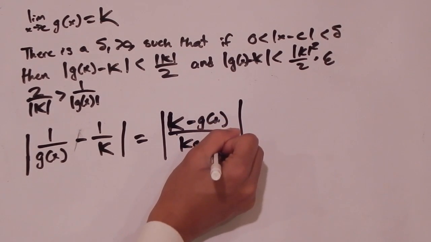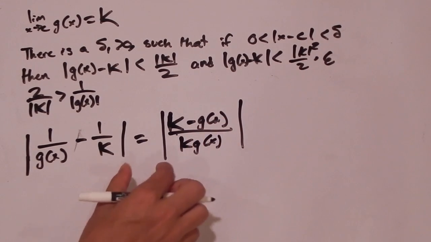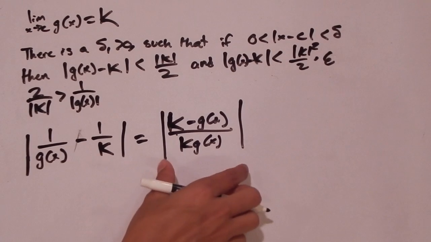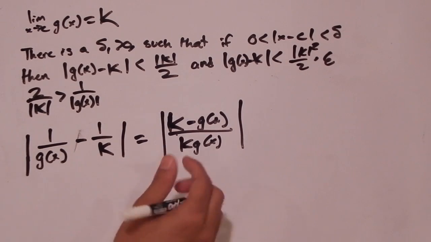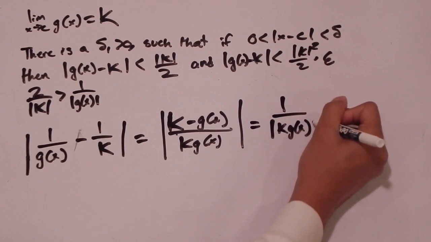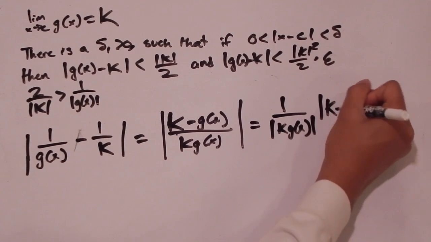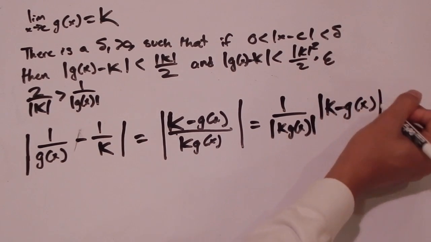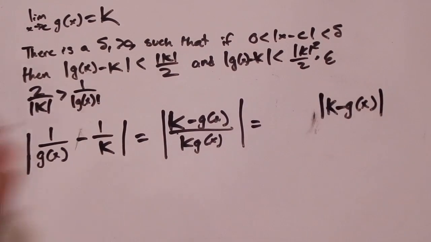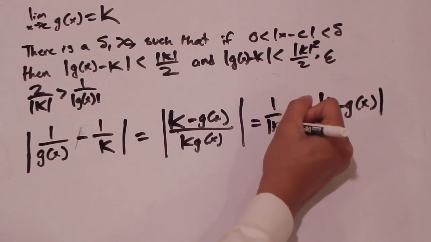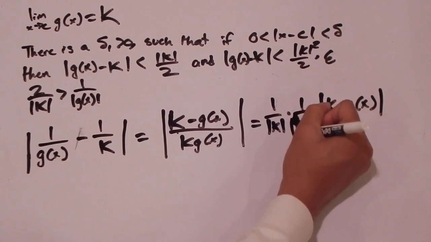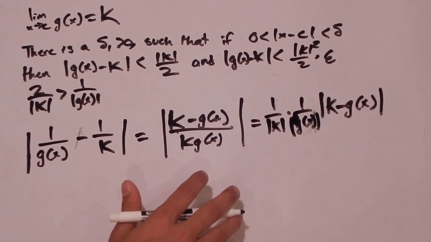k times g of x. And then what we can do is pull this out. Remember, the absolute value of two things multiplied together is just the product of their absolute values. If that makes any sense, we can split this up. What I'm trying to say is something like this. This is a property of absolute values, that these two things are going to be equal. And that is very important. And then we can further split this up into 1 over k times 1 over g of x. So again, this right here is just all algebra.